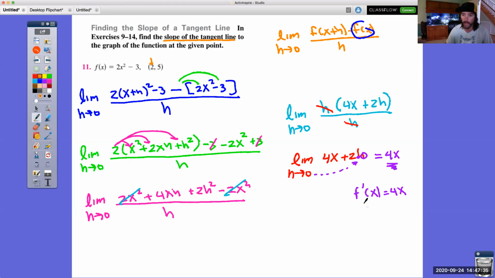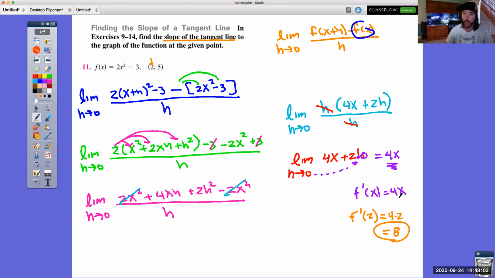I just have to evaluate the derivative, f prime, at 2. 4 times x, 4 times 2 equals 8. So the derivative at 2 is 8. That means the slope of the tangent line at 2 is 8. That means the instantaneous rate of change at 2 is 8.